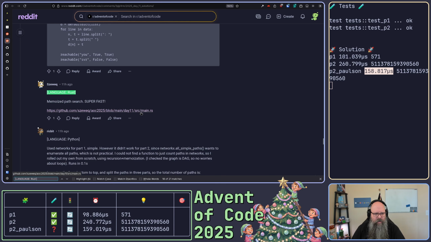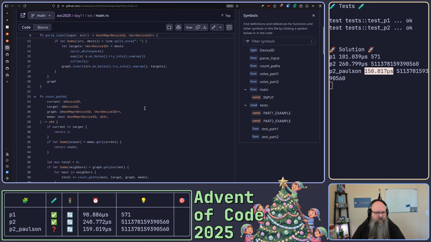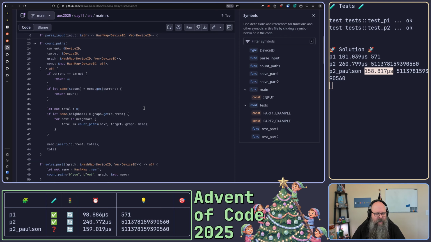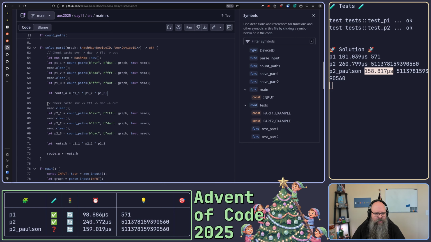Okay, let's look. Memoized path search, super fast. Good. Yeah, I think if you figure out that you can memo it and DFS, it probably solves it. Yeah, there you go. Try path 1, try path 2. One of them is right, add them together. One of them's not and will be 0. There you go.